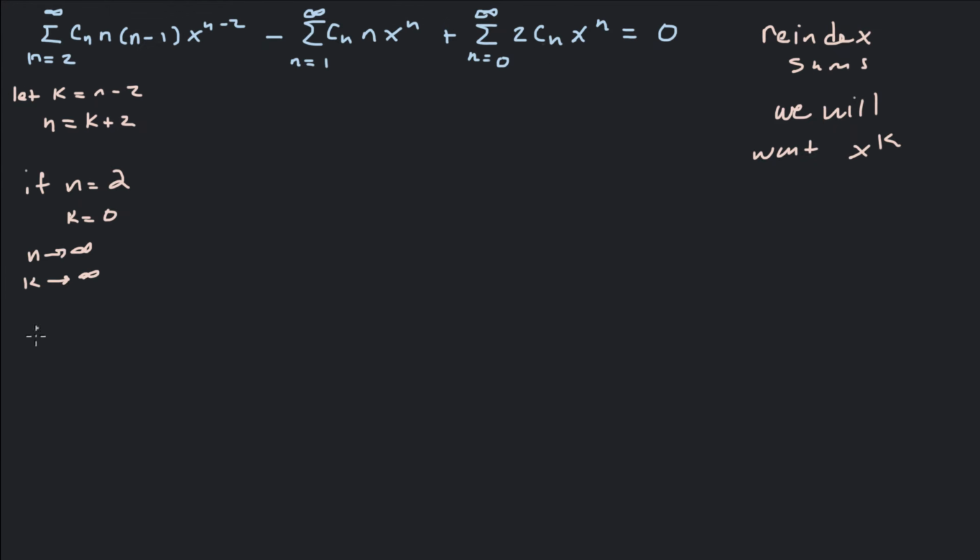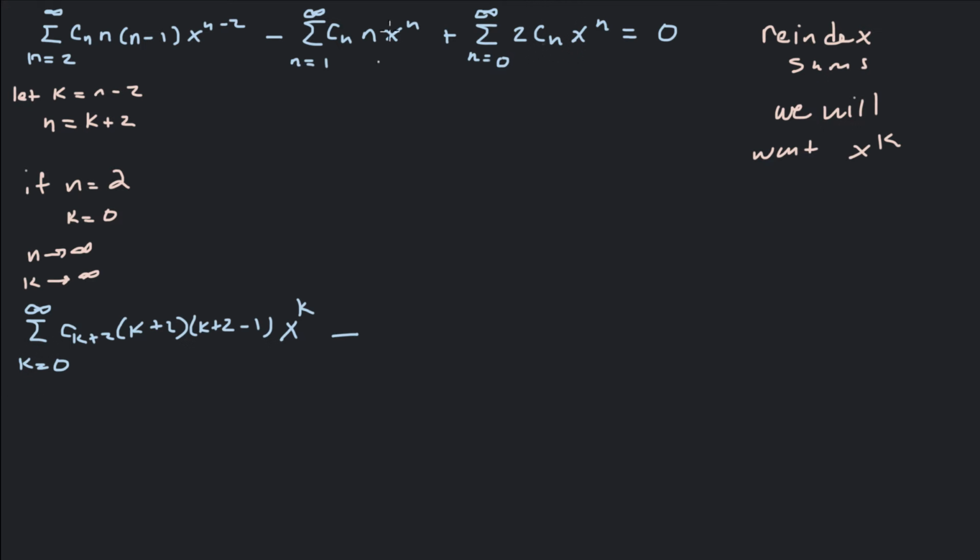So we re-index the first series by saying, okay, this is the sum, k equals 0 to infinity. Now c_n is going to become c_(k plus 2), times k plus 2, times k plus 2 minus 1, x to the k.